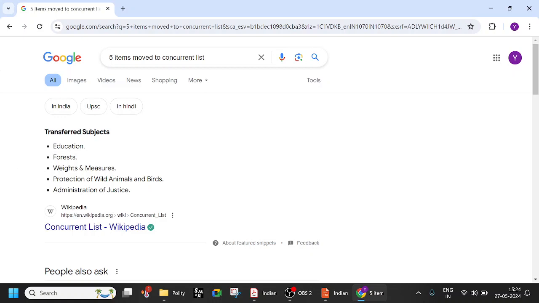The 5 things that have been moved to the concurrent list are education, forests, weights and measures, protection of wild animals and birds, and administration of justice. Very important. Education is in the concurrent list, so both the state government and the central government can make acts on it. Forests also, weights and measures, protection of wild animals and birds, and administration of justice.